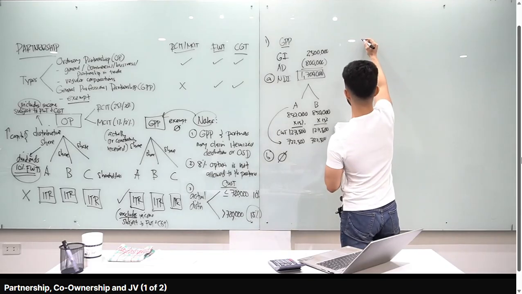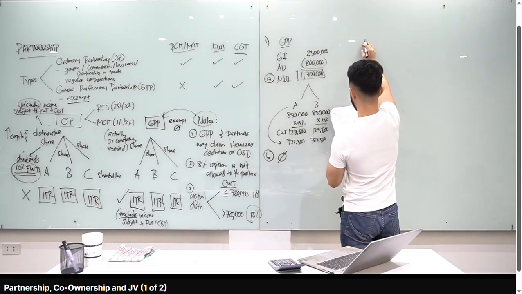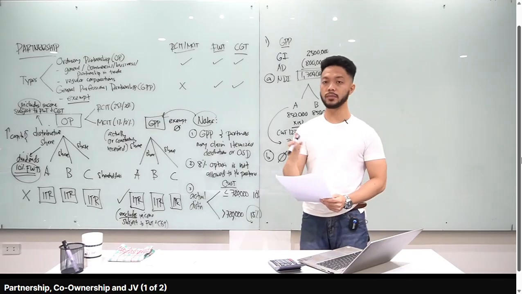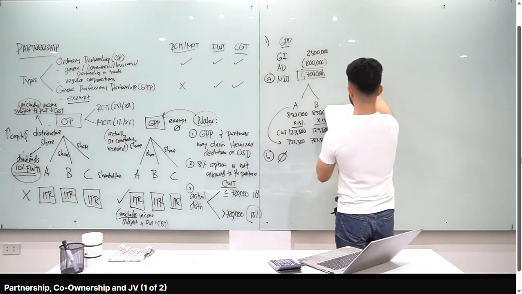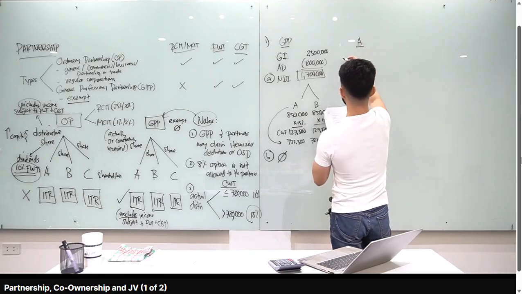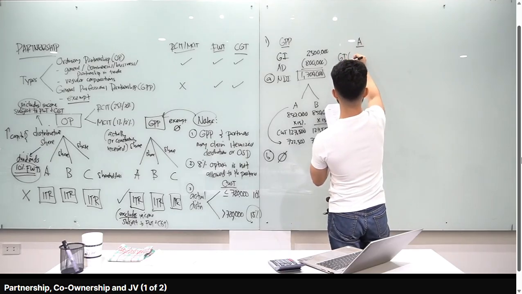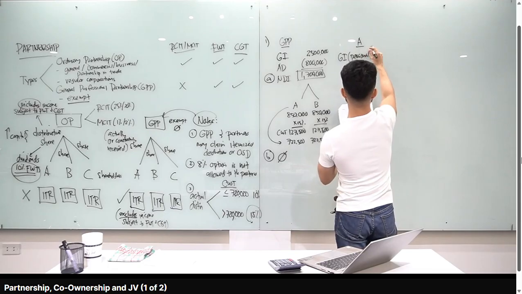Ang magbabayad yan sa A and B. So, compute natin yung kay A. Sabi sa letter C, income tax due from each partner. So, compute natin yung income tax due and income tax payable. Kasi magkaiba yung dalawa na yan. Pareho natin compute yan. So, we have partner A. Okay. So, yung gross income ni partner A from personal. Okay. And dito, partner A.